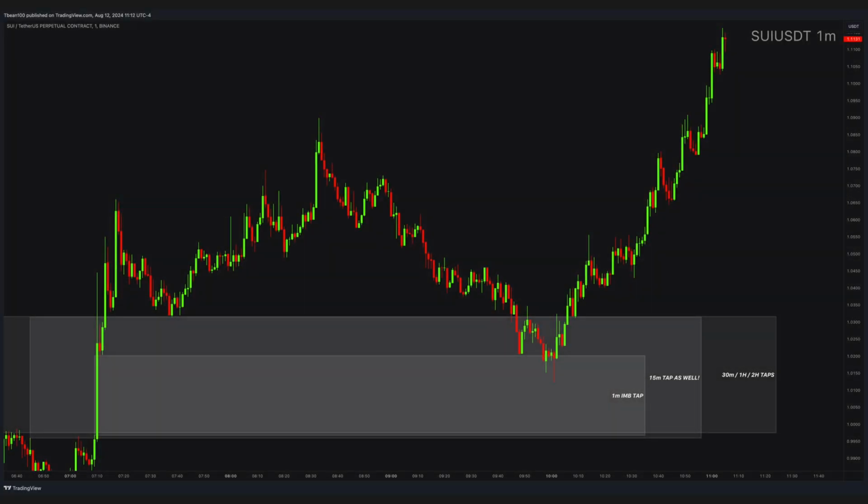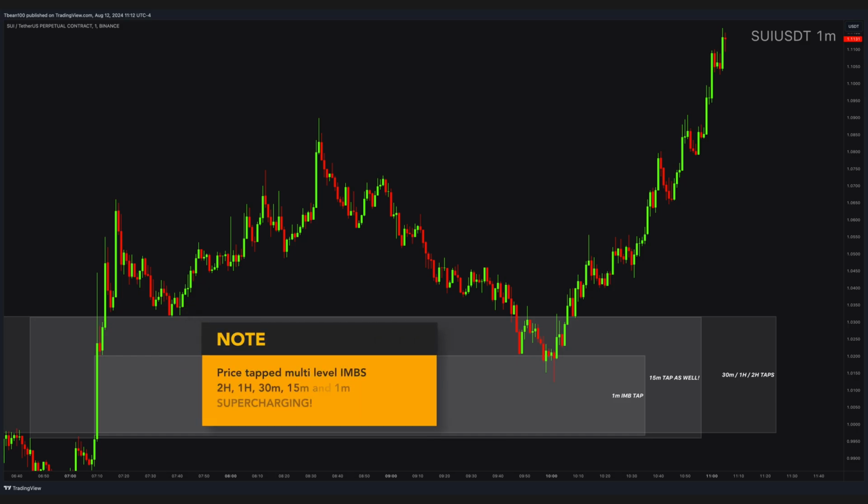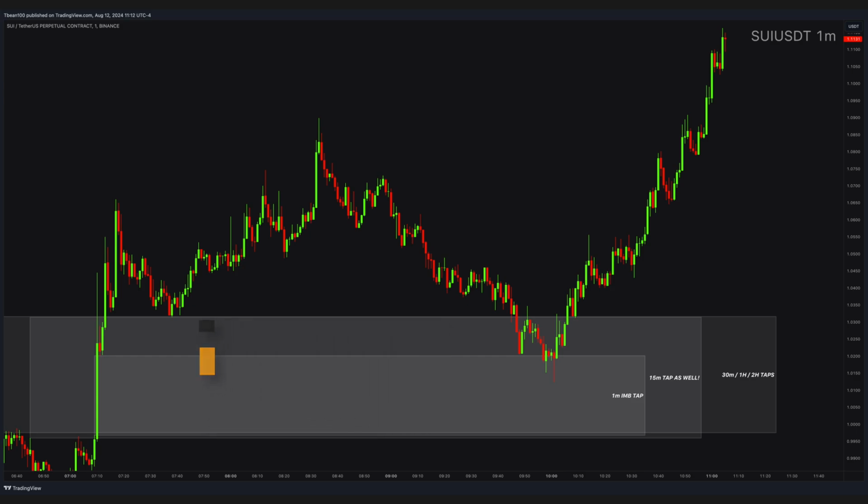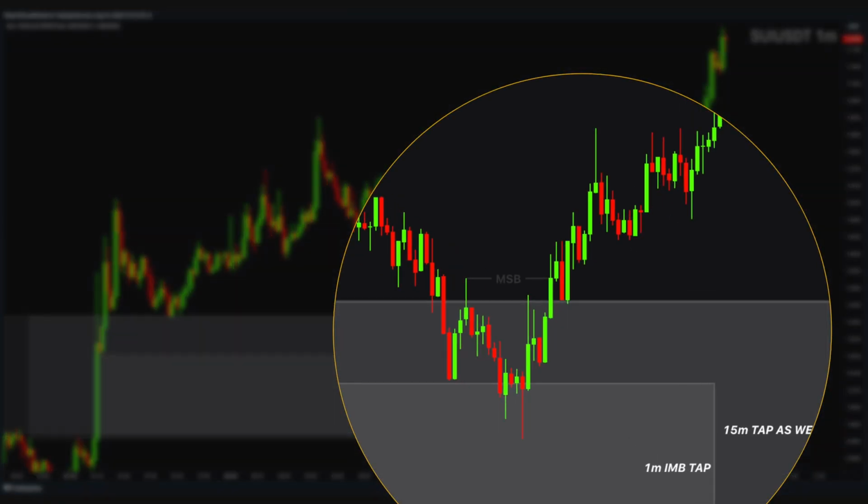Okay, what is happening in the 1 minute time frame? Let's see. Price now taps the 1 minute imbalance. Can you see how many different time frame imbalances are tapped here? Price is now supercharged here. All we need is the right signs to enter a trade. We are patient. The key of trading is being patient.